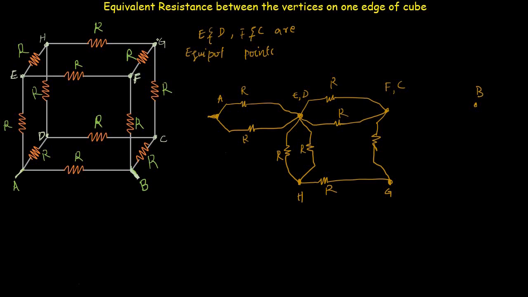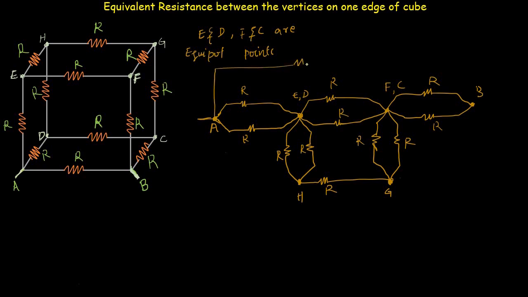And in between point C and G, we have another resistor R. Now in between point F and B, we have another resistor R. And in between point C and B, we have another resistor R. And finally, we have a resistor which is connected between point A and B.